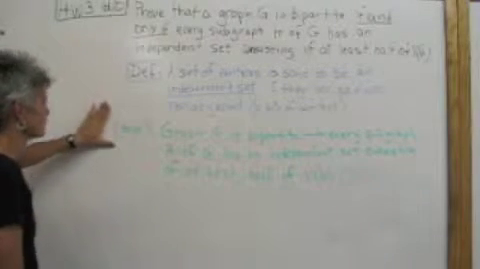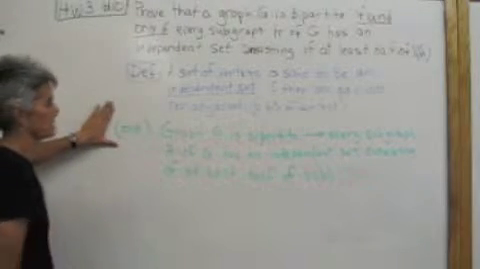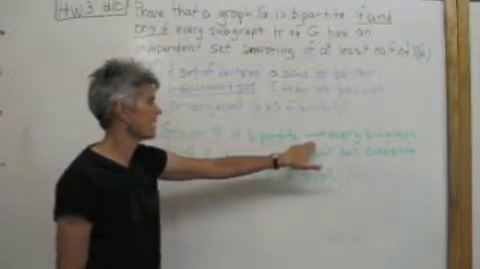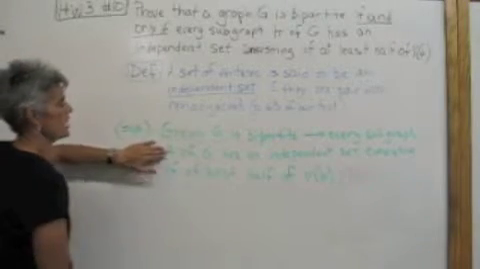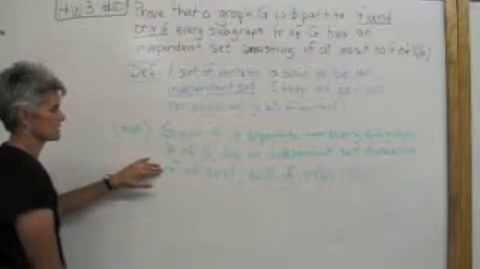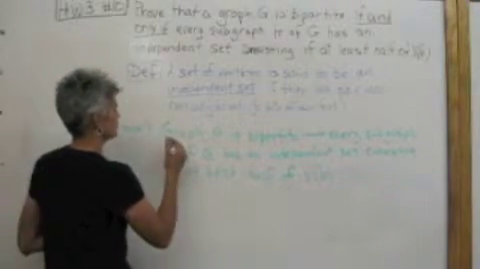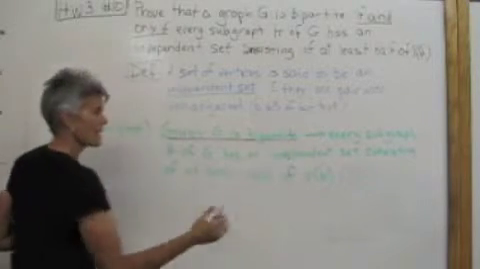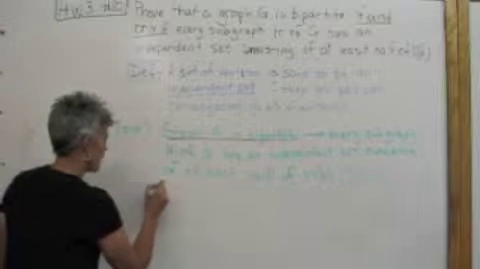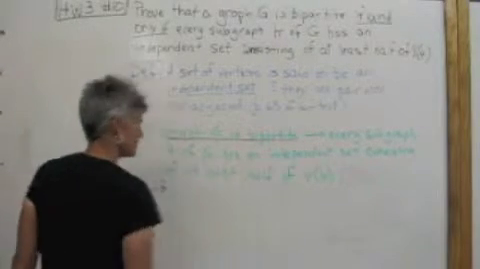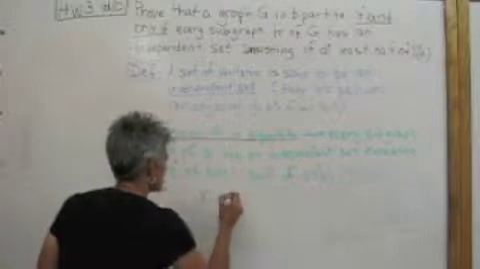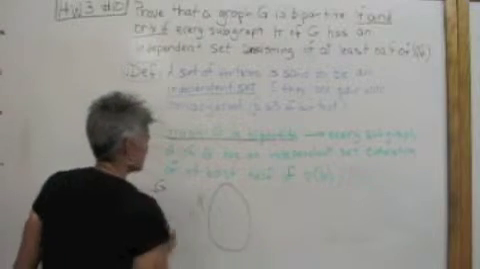So now let's first look at proving our forward statement to be true. If graph G is bipartite, then that implies every subgraph H of G has an independent set consisting of at least half of the vertices of H. First, we're going to look at what the graph G could possibly look like, being a bipartite graph. Starting with graph G and the definition of bipartite, we know that a bipartite graph can be partitioned into two sets.